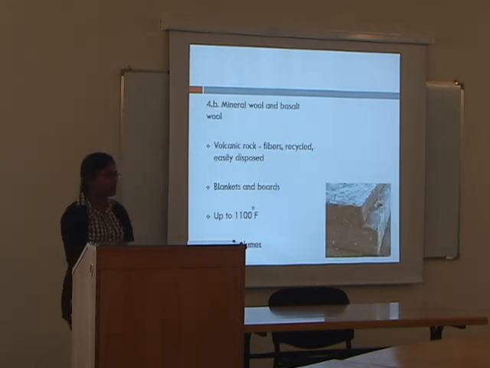And the next one is mineral wool and basalt wool. They are volcanic rock fibers. They are recycled, and yes, they are disposable. They are used for making blankets, and this one here is the mineral wool, used in making thick blankets, and we tend to use it, but maybe we might not know. It can hold up heat up to 1100 degrees Fahrenheit, and when this one is burnt, it does not give any toxic fumes.